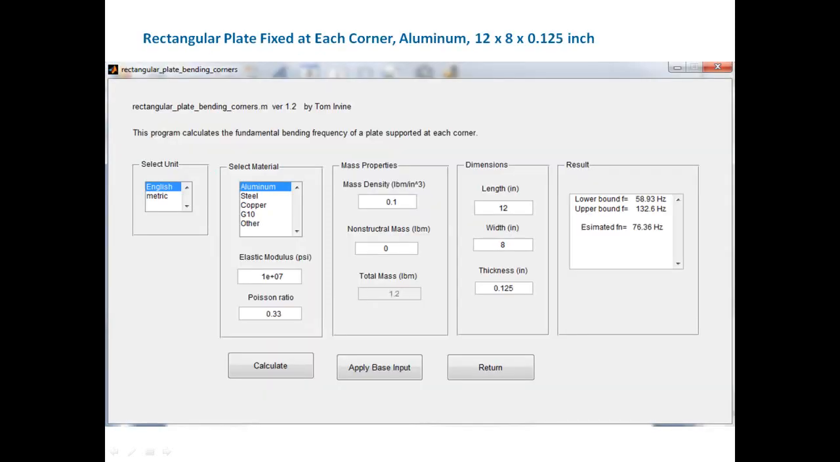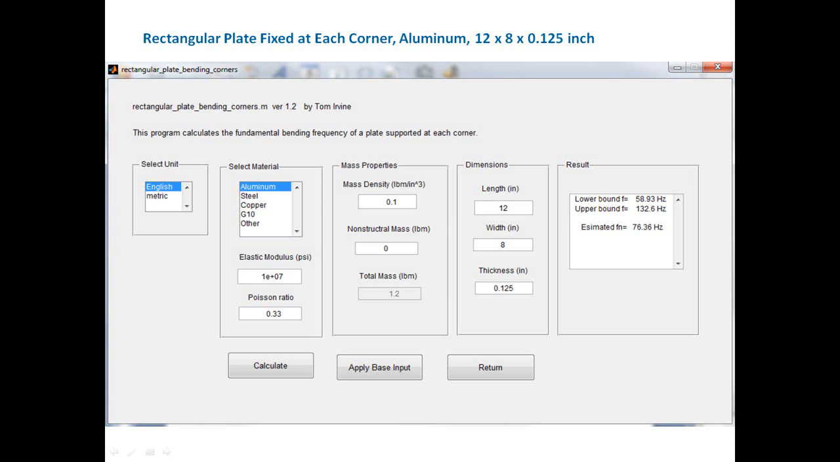Okay, now we're going to move on to our next boundary condition set. This will be a rectangular plate where the plate is going to be fixed at each corner, so no translation is going to be permitted at each of the four corners. But otherwise, the boundaries are free. This will be an aluminum plate. It'll be bare aluminum, 12 by 8 by 1/8 of an inch thick.